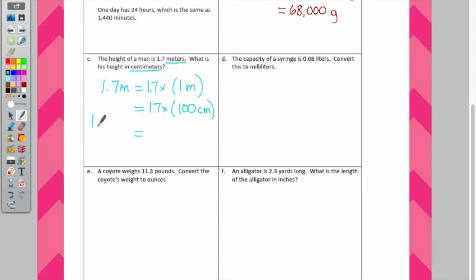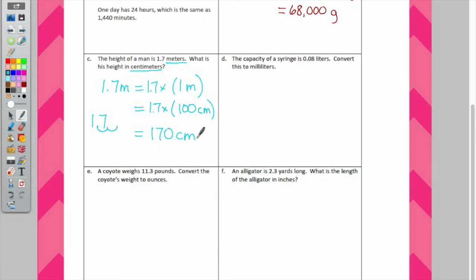So when I multiply 1.7 times 100, how many zeros will I need to fill in with? One zero. So it's 170 centimeters. You know, that makes sense because this is a meter stick. And if I add 70 centimeters onto this meter stick, where am I about right here? Just kind of guessing. 70 would be about there. Is that about how tall a man might be? Sometimes. Yeah.